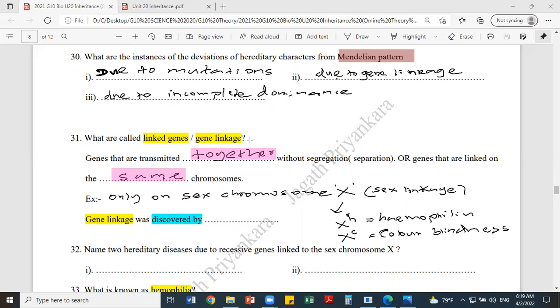Now this is a bit important. Gene linkage, or linked genes, was discovered by a scientist called Morgan. It's important for your MCQ paper. M-O-R-G-A-N, Morgan, M capital.